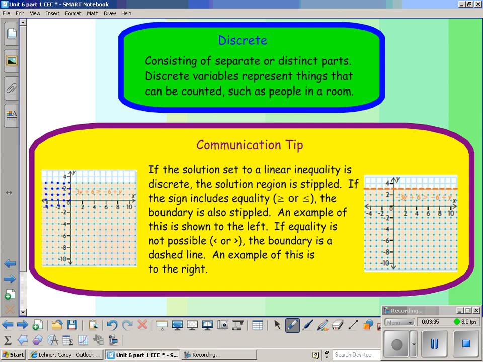Now, whether we simply stipple the boundary line, or whether we dash the boundary line, depends on whether or not there's an equality sign. If there is a greater than or equal to or less than or equal to, the boundary is simply stippled, just like the example here to the left. But if the equality is not possible, so we've just got the less than or greater than, then the boundary is a dashed line. That's like the example on the right.